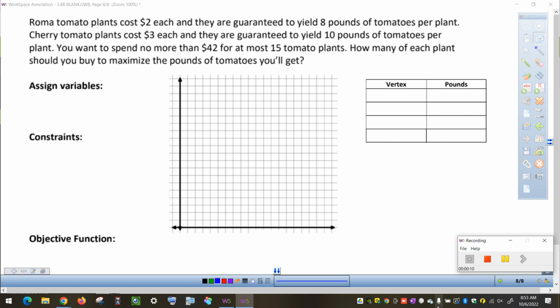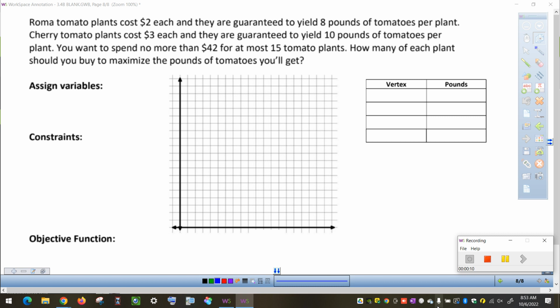Okay, then we have another type of plant. It's a cherry tomato plant. Those ones cost $3 to buy, and they are guaranteed to yield 10 pounds of tomatoes per plant. Now, it says here you want to spend no more than $42 when you go and buy these plants for at most 15 tomato plants. So we can only have 15 plants altogether.